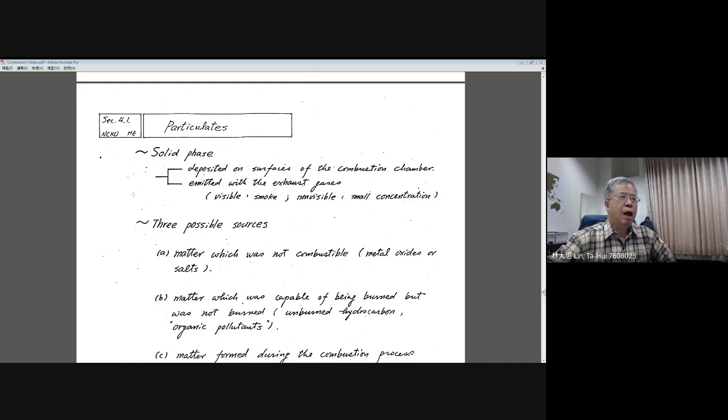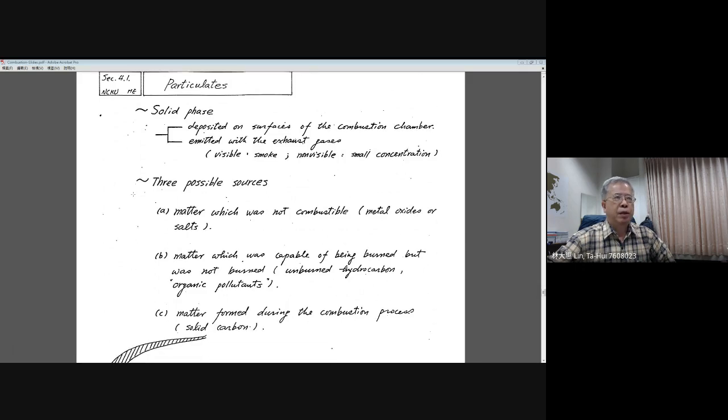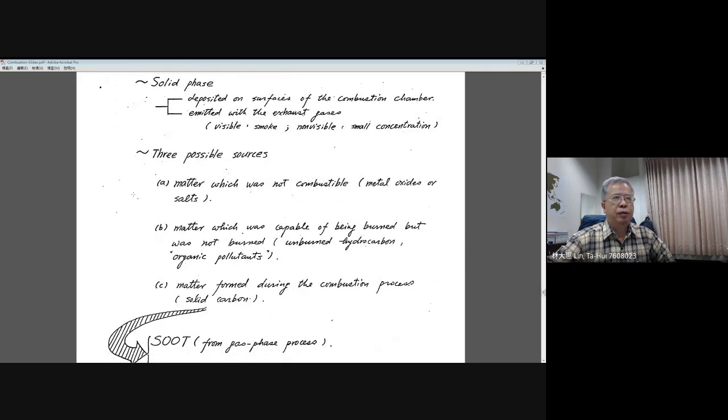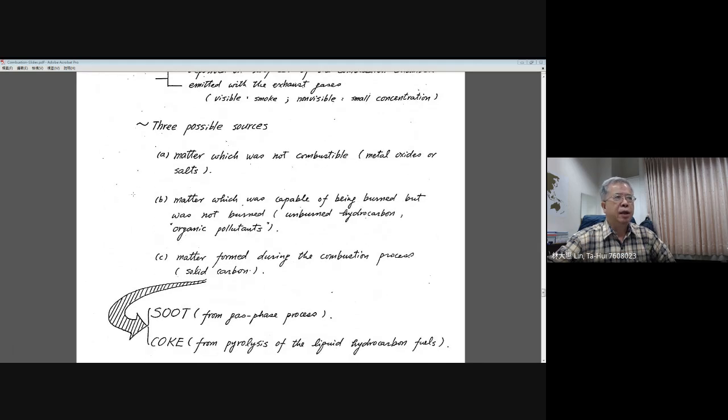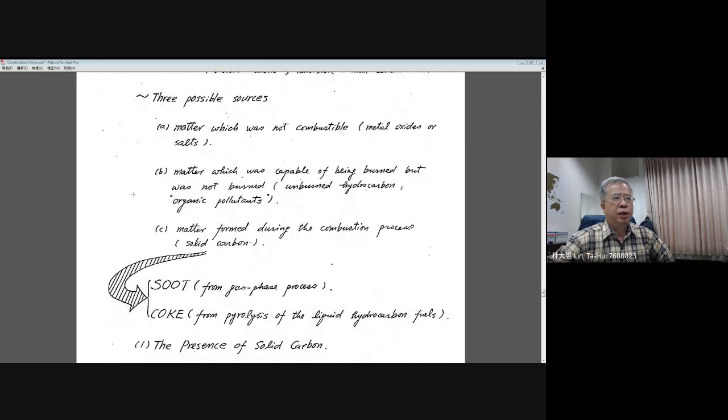And how can we have those kinds of particulates through our combustion process and emitted to the exhaust systems? There are three possible sources we can identify. The first one, especially for coal, is that they have some metals, which should be burned, but they cannot be burned because they are not combustible.